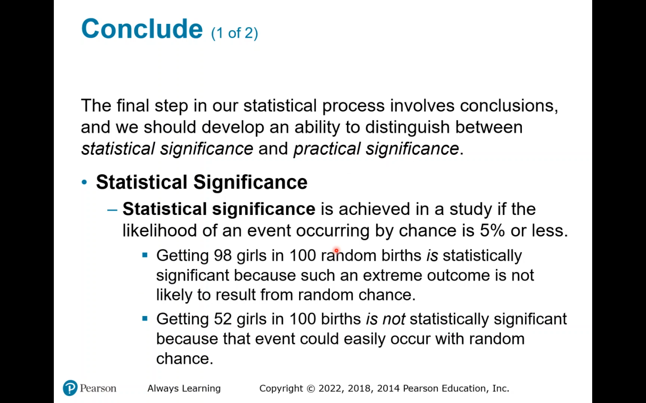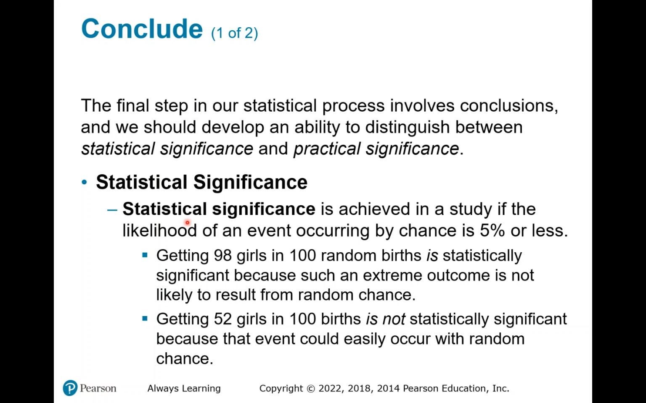Statistical significance is achieved in a study if the likelihood of an event occurring by chance is 5% or less. So we actually have a numerical measure that we use to achieve statistical significance. When we look at getting a boy or a girl with a birth, those are equally likely events, and there's a 50% chance of having a boy and a 50% chance of having a girl.